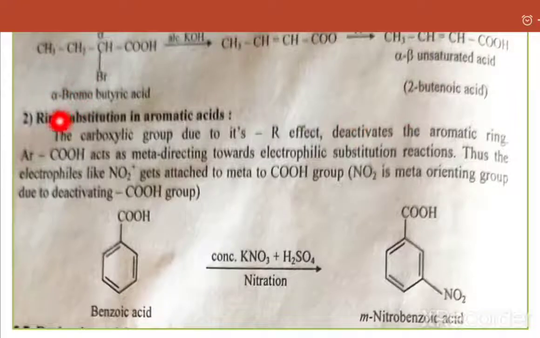That means the alpha bromo butyric acid on treatment with alcoholic KOH. In alcoholic KOH, we have to remember that when we use alcoholic KOH, always we get the double bond. That means there is elimination. Here, if we split this CH2 hydrogen, the OH minus will abstract this hydrogen. Here we get the carbanion, and this carbanion will be delocalized. Here we get the double bond, and here departure of this bromine, here we get the double bond system.